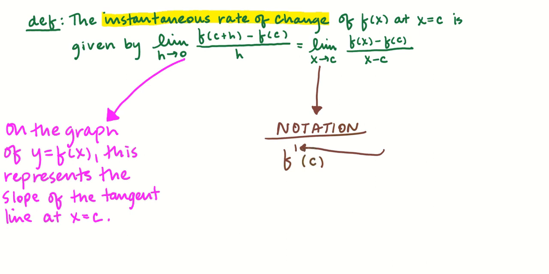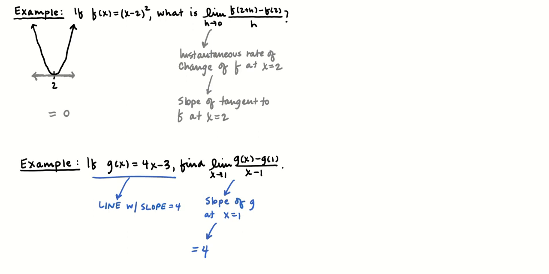Okay, and again, just to be clear, that's an apostrophe, and we read that as prime. Or we could call it dy dx at the point where x equals c. Really, you'll see both of those throughout this course. So going back to my earlier two examples, I would say that here, f prime of 2 equals 0, and g prime of 1 is equal to 4, because the slope of the tangent line at x equals 1 is 4.